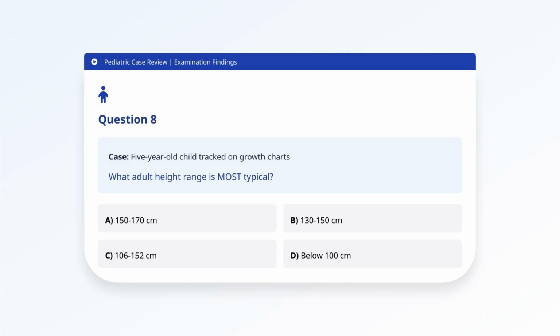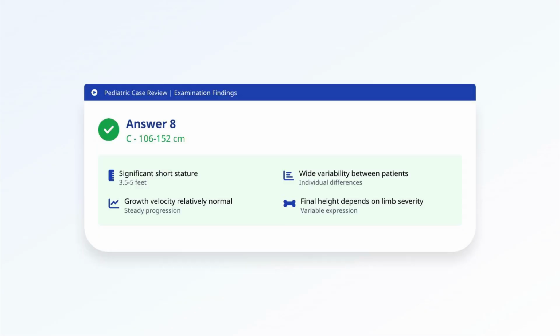A 5-year-old child with Ellis Van Creveld Syndrome is being tracked on growth charts. What adult height range is most typical for affected individuals? Option A, 150 to 170 centimeters. Option B, 130 to 150 centimeters. Option C, 106 to 152 centimeters. Or option D, below 100 centimeters. The correct answer is C, 106 to 152 centimeters, equivalent to approximately 3.5 to 5 feet.